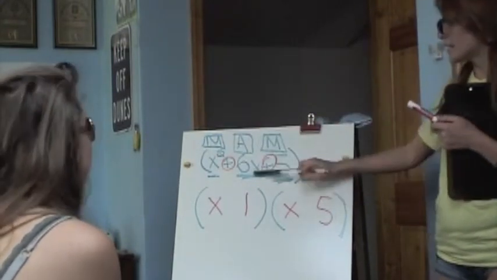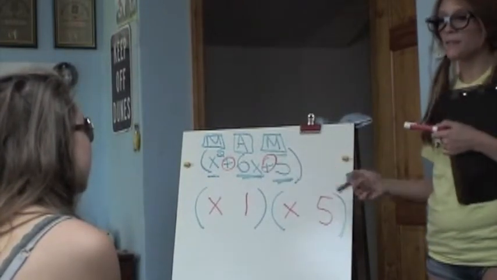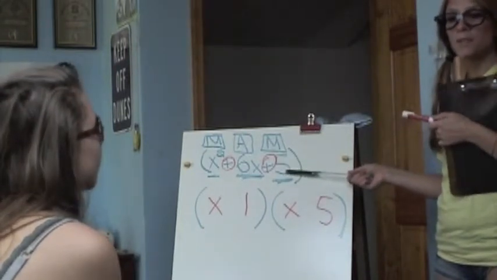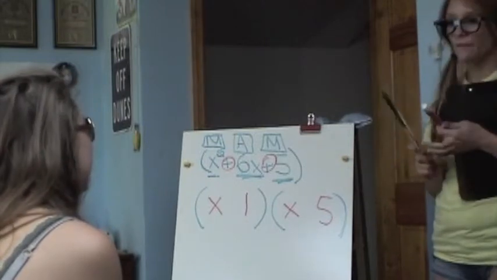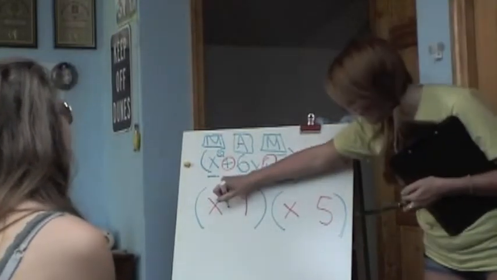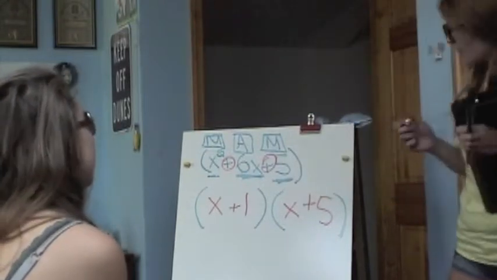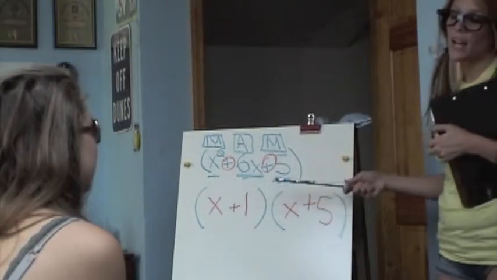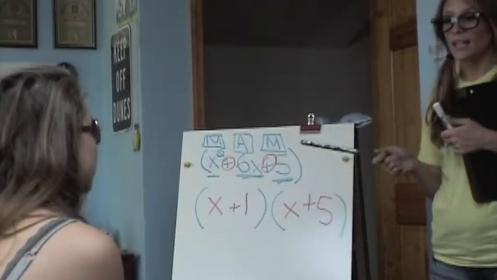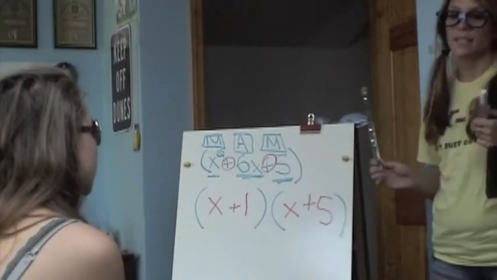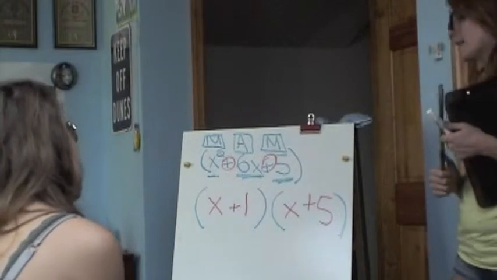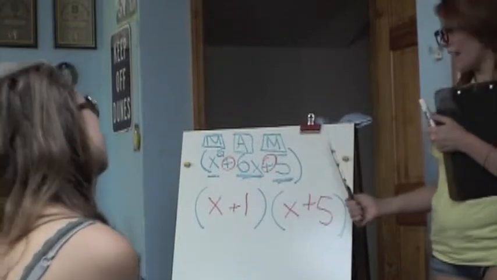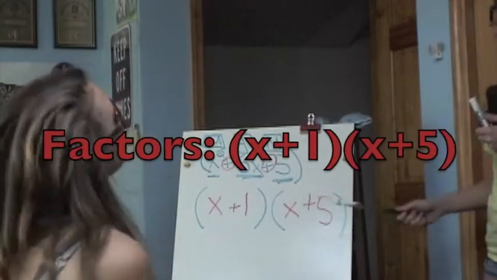Now, the 6x is positive, which means the numbers must add to a positive number. And the 5 is positive, which means they must multiply to be a positive number. Therefore, both signs shall be addition. What if the 6 was negative? If the 6 was negative, you would find the factors that add up to -6 and multiply to 5. Then, you would most likely have a negative in both of these, because a negative times a negative is a positive. So, the factor of x squared plus 6x plus 5 is x plus 1 times x plus 5.